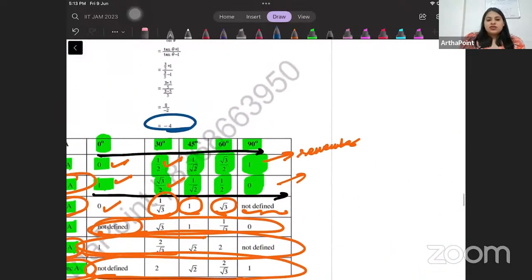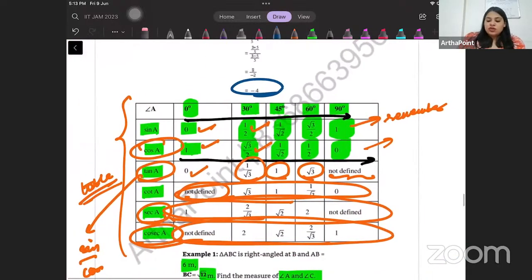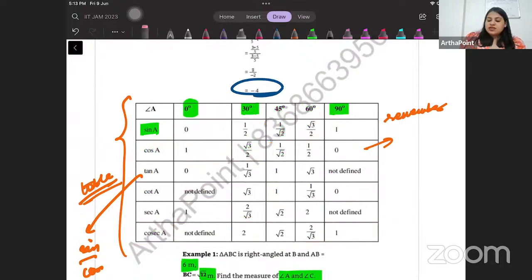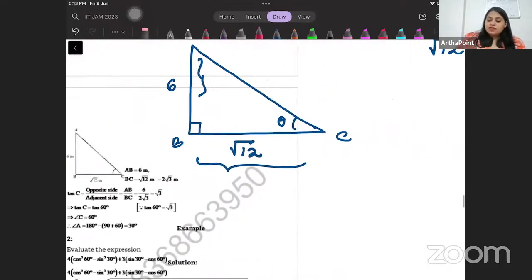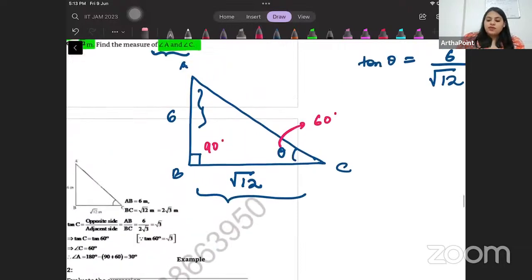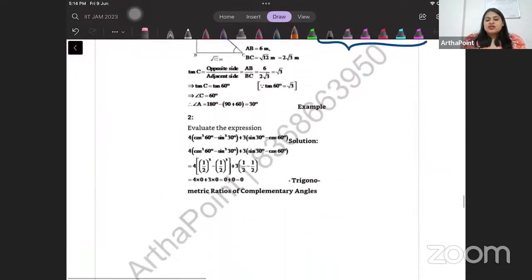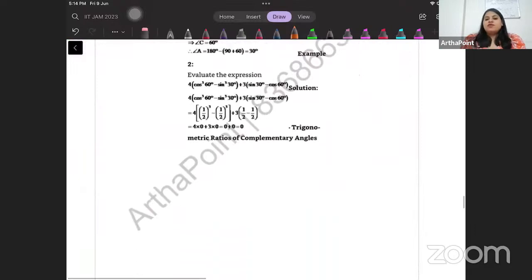If I go back to this table, when is tan root 3? Tan is root 3 at 60 degree. That means this angle will be 60 degree. This is 90 degree. So beta, what will be this angle? Sum has to be 180, so this will be 30 degree. That's the answer to this question. We have been able to find all that.